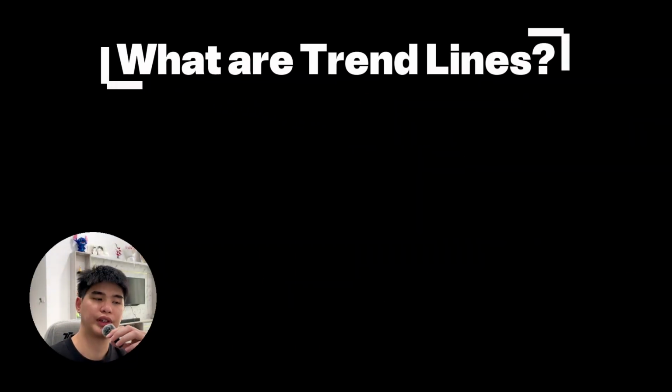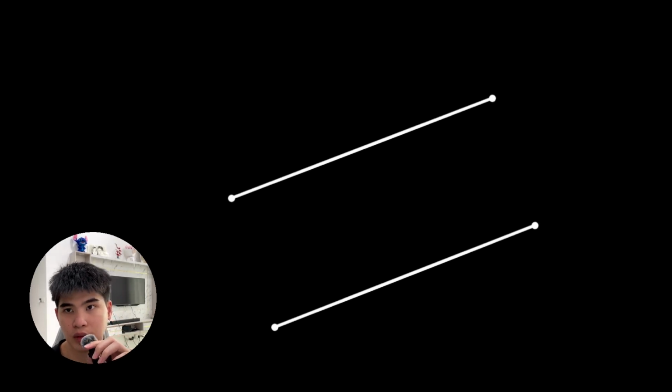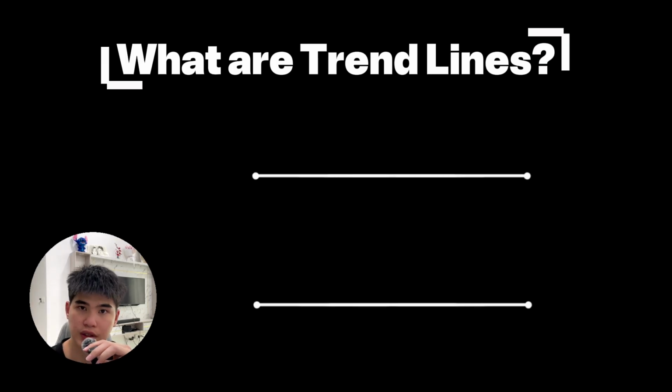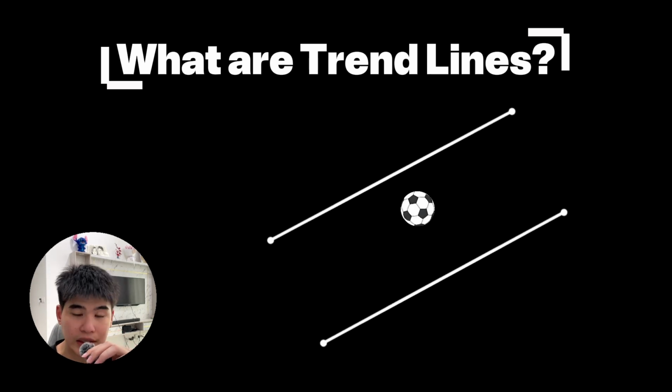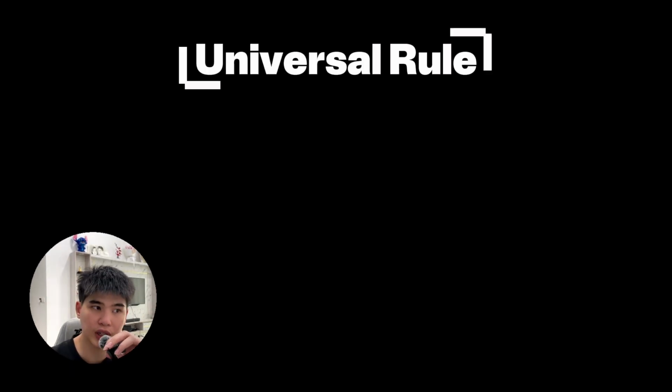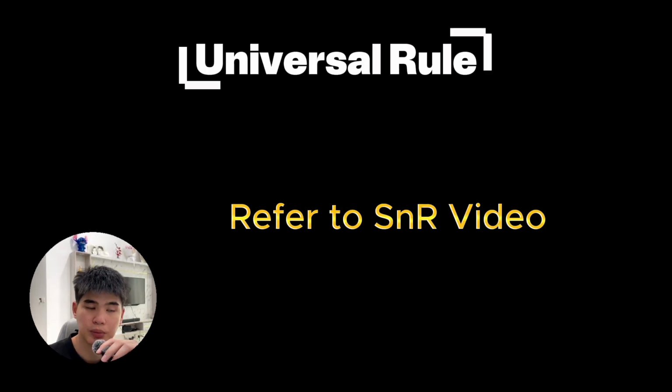Anyways, what are trend lines? Basically, it's a form of support and resistance, but in diagonal form instead of horizontal. And remember, we said that support and resistance is basically a ball bouncing between a floor and a ceiling. The same goes for a trend line, it will look like this instead. Also, the rules are the same as support and resistance. Please refer back to the first episode for the rules.